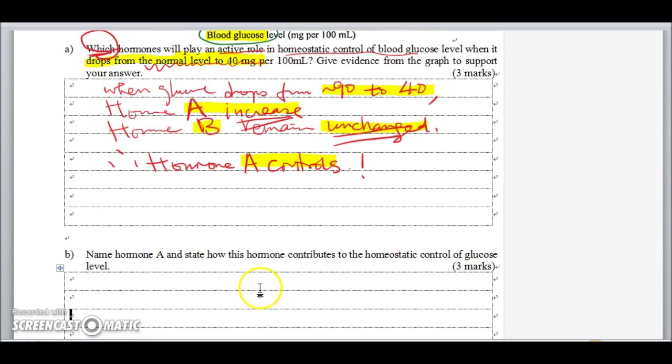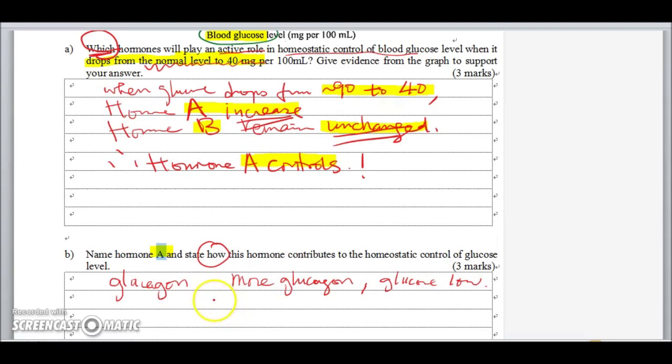And then, name hormone A. So what is the hormone? Hormone A helps control when the glucose level is very low. So which hormone? And therefore your answer would be glucagon, which you talk about how, that means more glucagon when glucose level is very low.